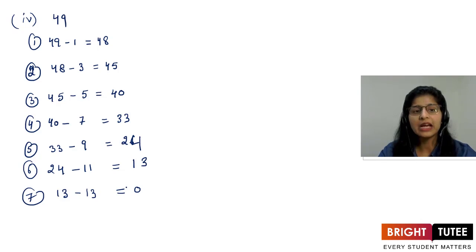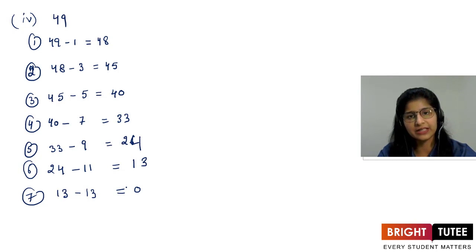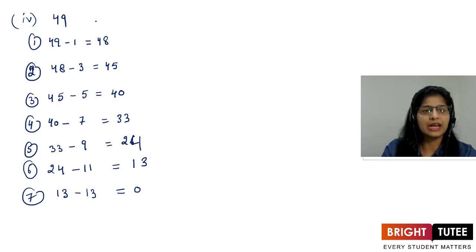What we observe here is that after the repeated subtraction of odd numbers, at the end we got 0 as the answer. What does this represent? This represents that this is a perfect square. So yes, 49 is a perfect square. Clear?